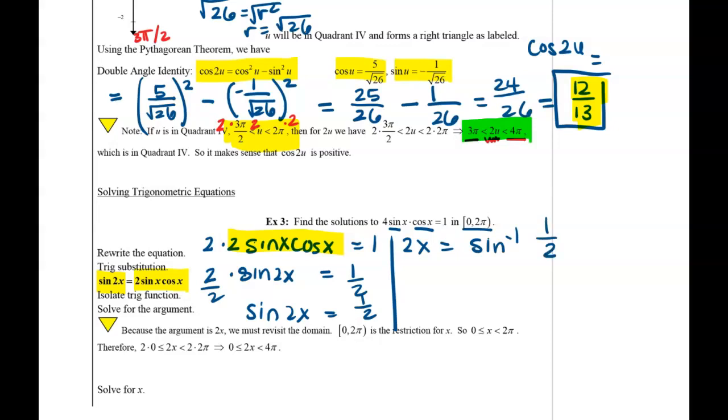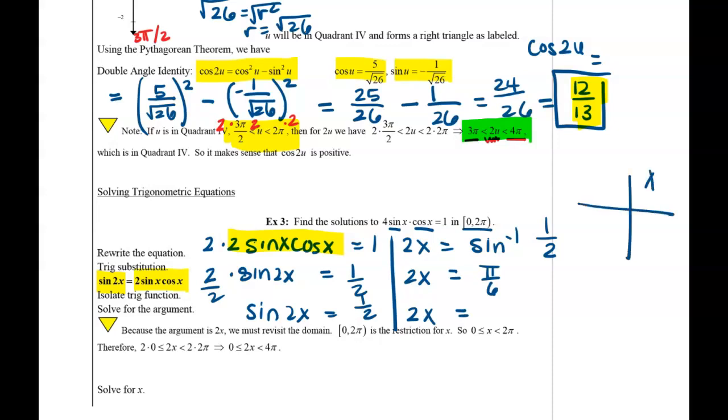So where is the sine equal to a half? The sine is equal to a half at pi over 6. So 2x equals pi over 6. And the sine is also positive in the second quadrant. If you take pi, subtract pi over 6.